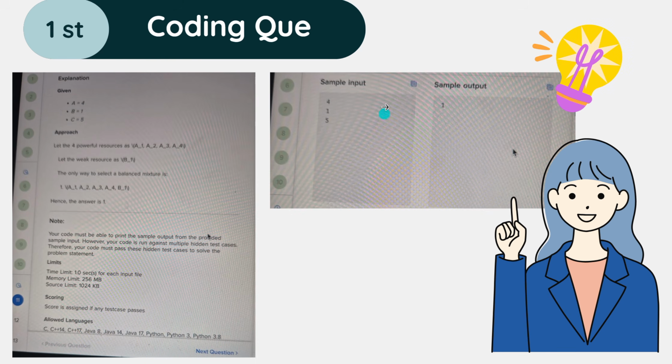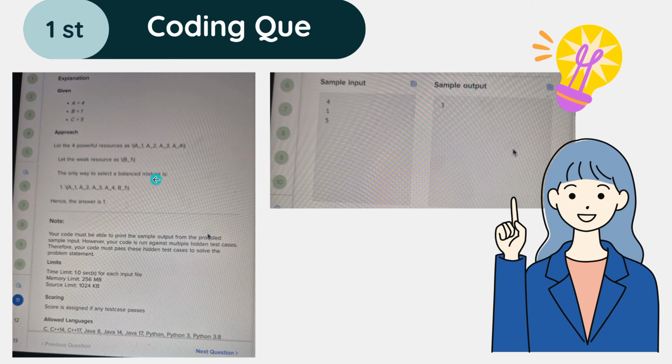Your sample input will be A, B, C, and the output should be 1. Based on that, given A, B, C as 4, 1, 5, the approach is this. Let there be 4 powerful resources: A1, A2, A3, A4. Okay, 4 powerful resources, right? Weak resources are only 1.